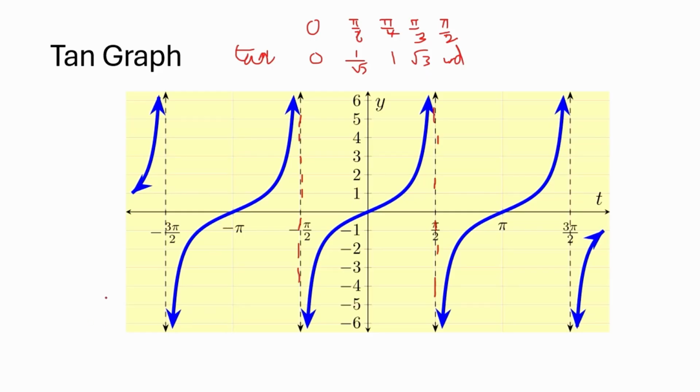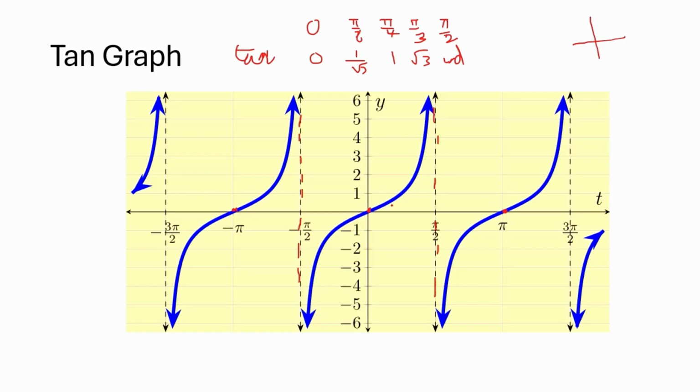Okay, so with tan graphs, this is what they look like. Pi over 2, the 90 degrees, 270 degrees. Whenever it's on this axis, it's undefined, so you make asymptotes there. You start in the middle of them at 0. So 0 is at 0, at pi, minus pi, at 2 pi. All these multiples of pi are going to be 0.